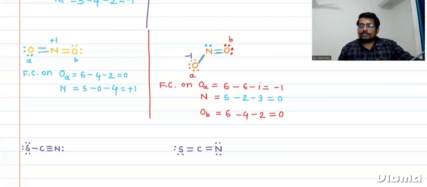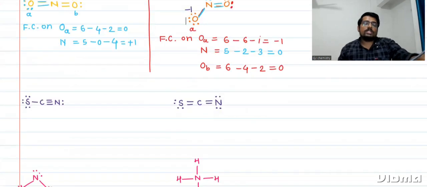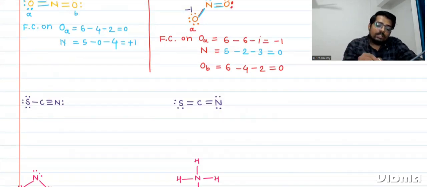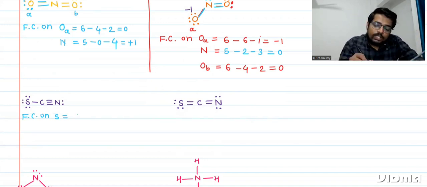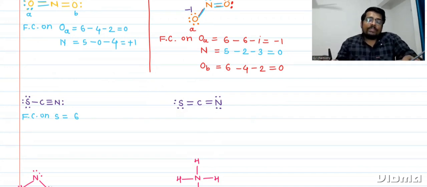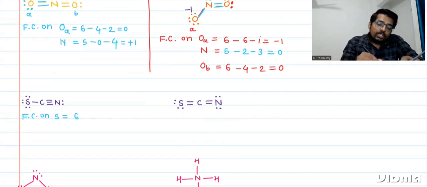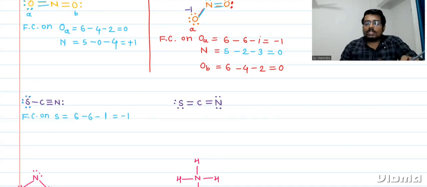Next example. In the next example, find the formal charges on each atom. The formal charge on sulfur: how many electrons are there in the valence shell of sulfur? We know that sulfur belongs to the oxygen family, so the number of electrons in the valence shell of sulfur is 6, right? Now, how many dots are there on sulfur in total? The total electrons on sulfur as dots is 6. So 6 minus 6 minus the number of bonds, which is 1. So the formal charge on sulfur is equal to minus 1.